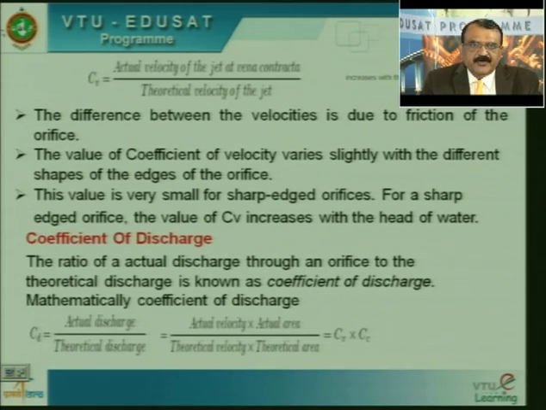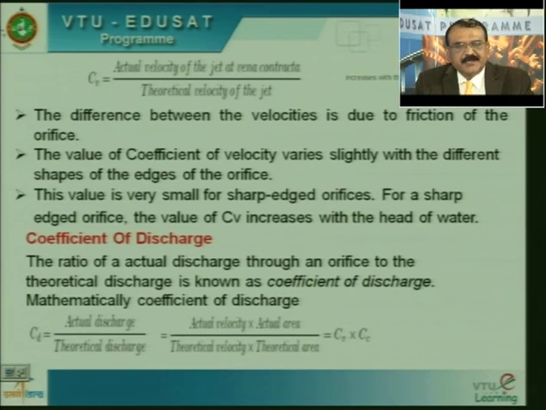Then another important thing you need to remember is the relation between coefficient of discharge, coefficient of velocity, and coefficient of contraction. Now actual discharge is equal to, by the continuity equation, Q is equal to A into V. Now actual discharge is equal to actual velocity into actual area. Theoretical discharge is equal to theoretical velocity into theoretical area. Now, actual velocity divided by theoretical velocity is nothing but CV. Actual area divided by theoretical area is nothing but CC. Then what is the relation between CD, CC and CV? So, CD is equal to CC into CV.